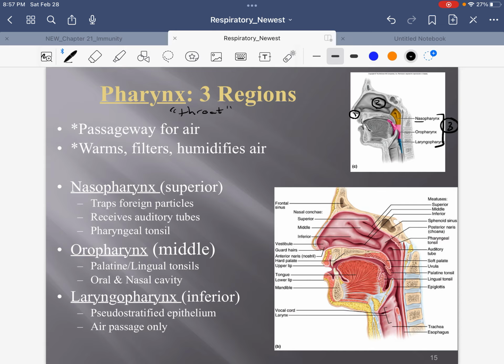The nasopharynx is the upper region, shown in yellow. The oropharynx is right by the mouth. This is a shared region between the mouth and the nose. And then the most inferior is the laryngopharynx. Gets us down towards the trachea. The function of the pharynx is the same as the nose and nasal cavity. Warm, filter, and humidify the air.